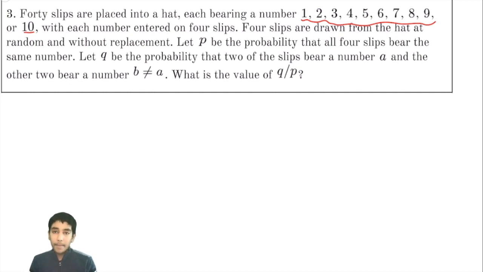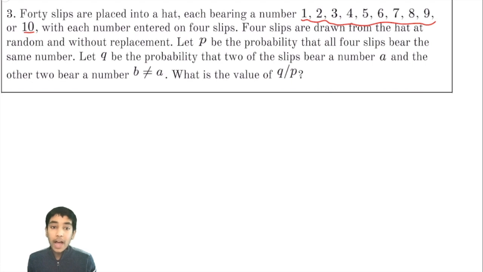Let P be the probability that all 4 slips bear the same exact number, and Q the probability that there's 2 of one number and 2 of the other number. We want to find Q over P. Notice here that we're dividing probabilities, meaning that since the total number of ways is the same in each of the cases, we're really just dividing the number of ways of each of the possibilities, right? Because the denominators of the probabilities, the total number of ways, will cancel out.